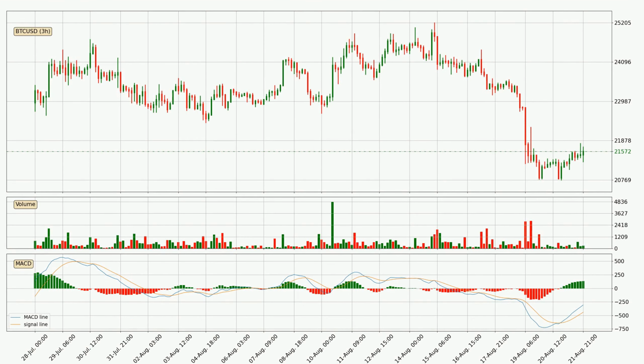Moving to the 3-hourly MACD, seeing as the MACD line is above the signal line, the trend is currently on the up. The MACD histogram shows that the momentum is currently strong, and it could be expected the price to go further to the upside.